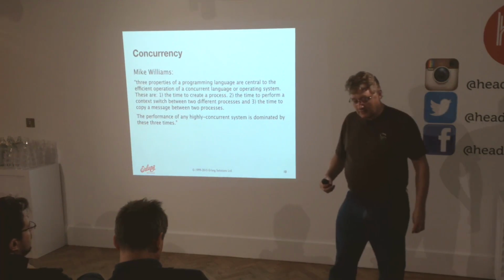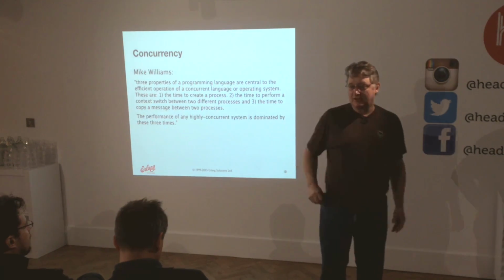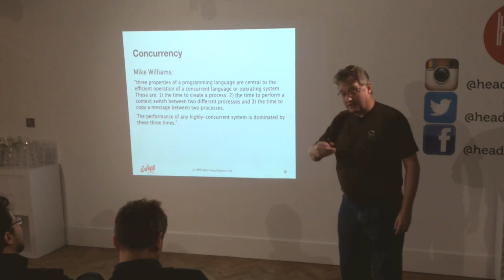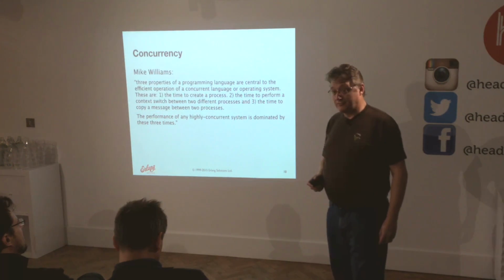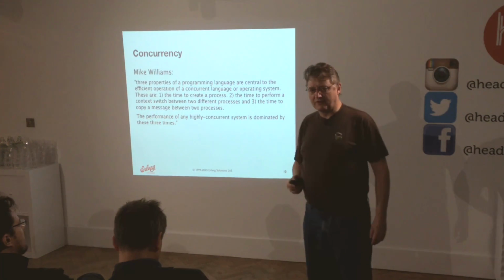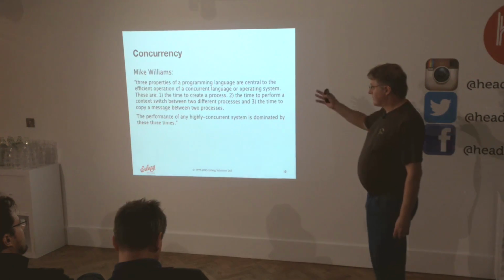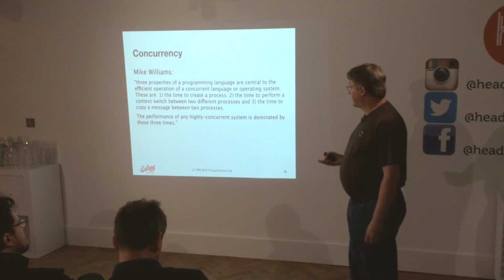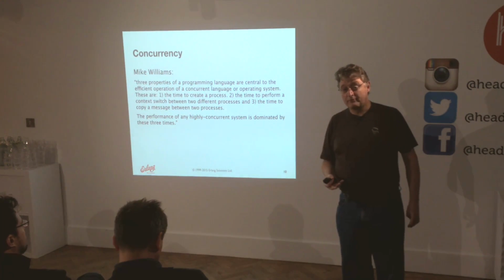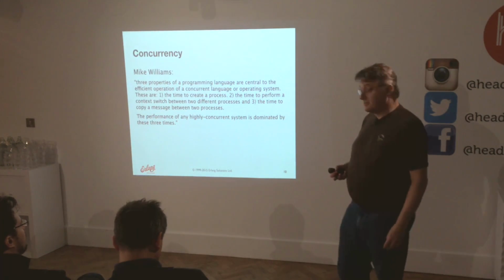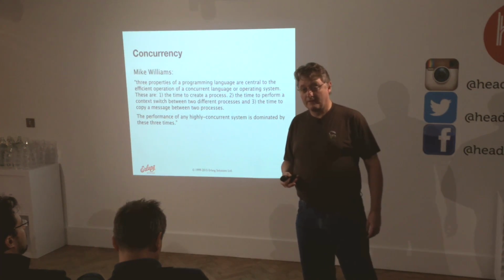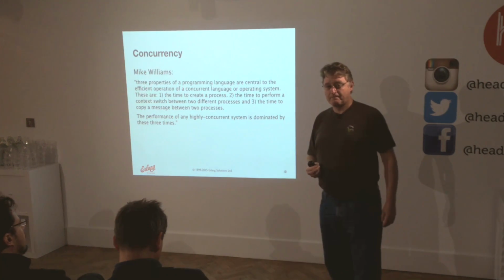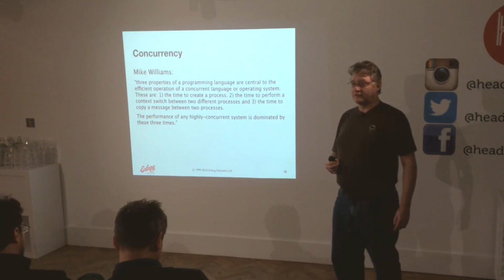I would normally talk about sequential here, but we'll push sequential until later. Mike Williams, the third guy in the group, was the one who knew most about telephony because he'd worked for, I think, ten years for Ericsson before that. He said that the three important properties of a programming language for concurrency are the time to create a process, the time to perform context switches between processes, and the time to copy messages or communicate between processes. These are fundamental. If you want a fast concurrent system, these things have to be fast. If they're not, you will not get a fast concurrent system.